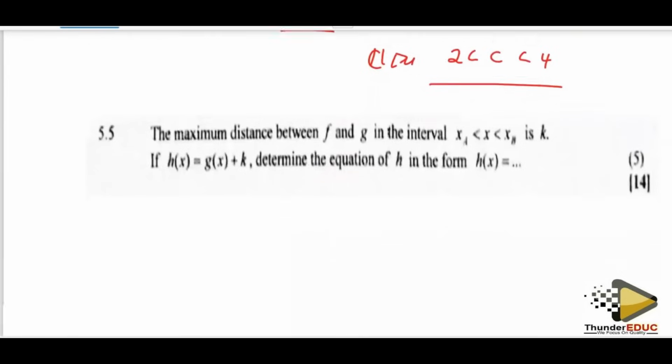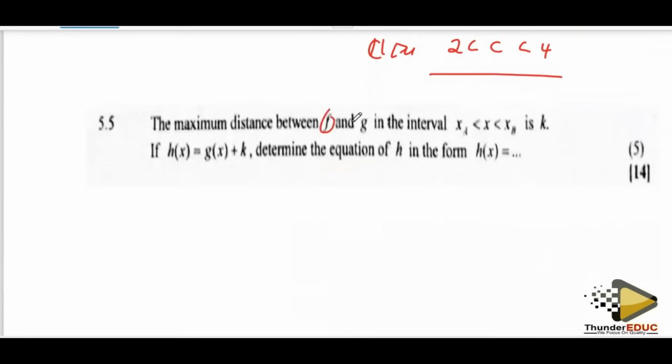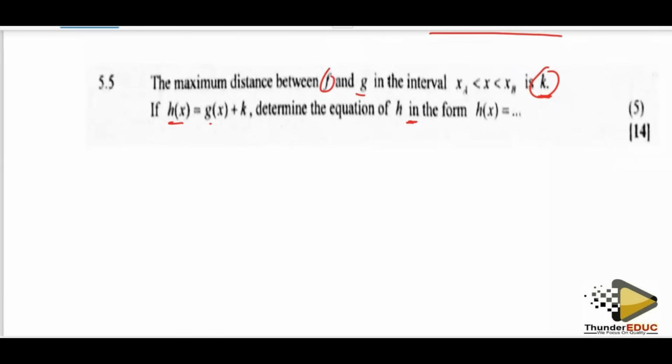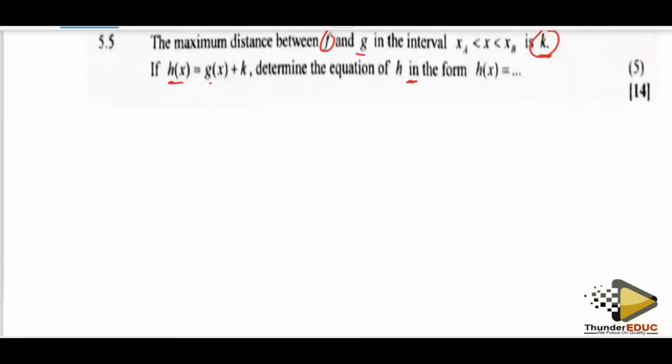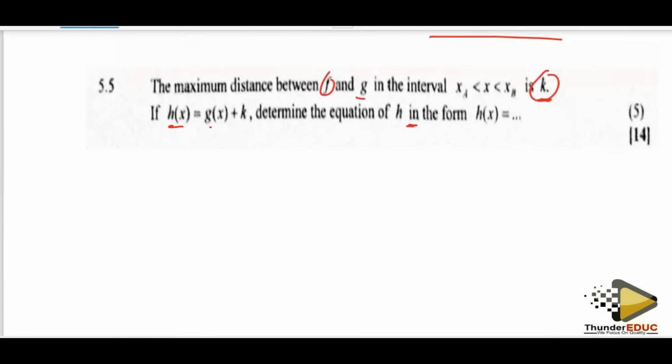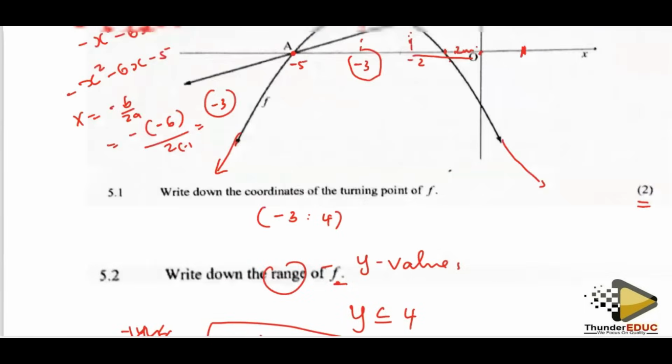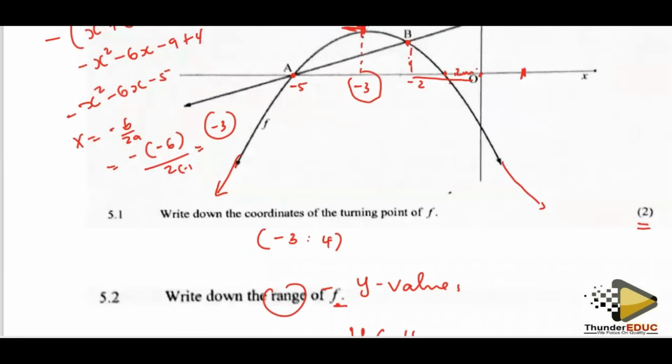Then 1.5, they're telling us the maximum distance between f and g. This interval is k. And then if h of x is the same as h of x plus k, determine the equation of h. So we need to find what k is, that maximum distance between the graphs. For us to get the maximum distance, we need to determine the difference between the 2 graphs. And from the look of things, I see f being on top.